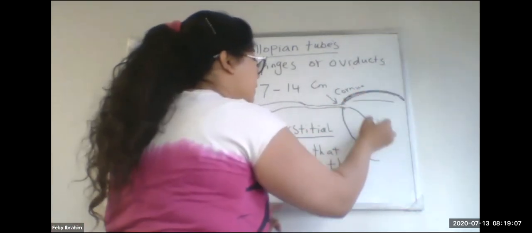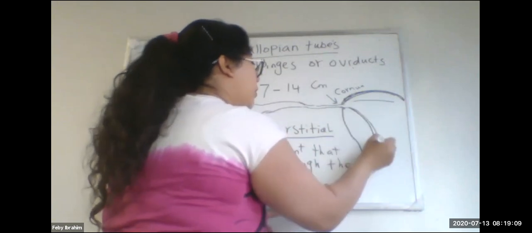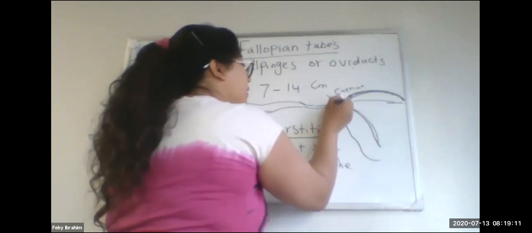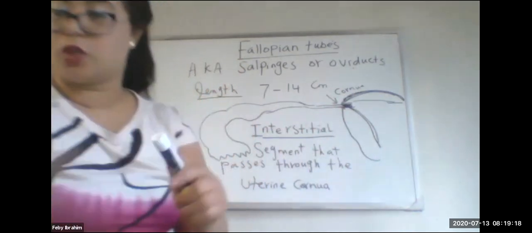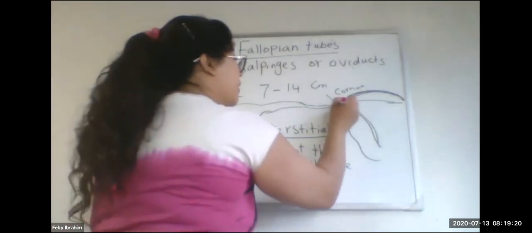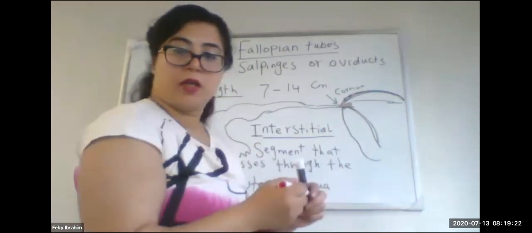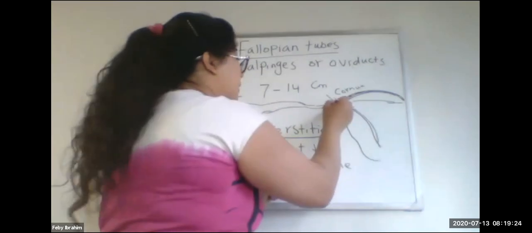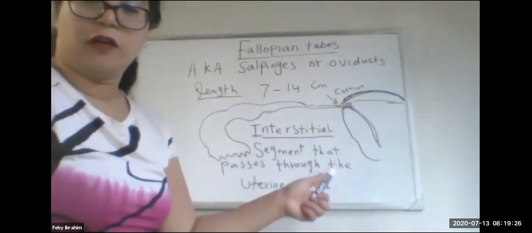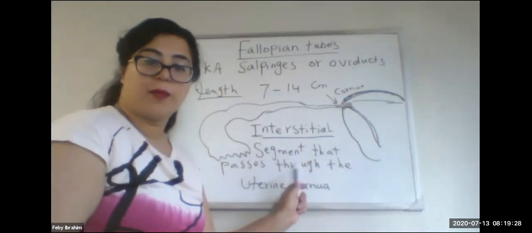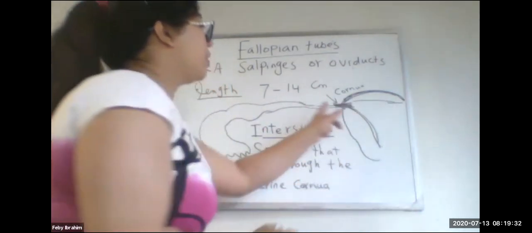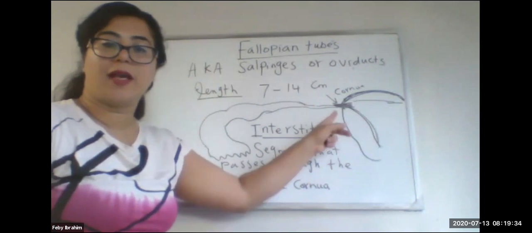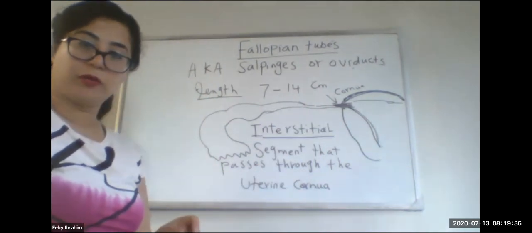Look here, guys, this is the endometrium of the uterine cavity, and the fallopian tube enters here at the level of the cornua. This is called the interstitial part. The interstitial is the segment of the fallopian tube that passes through the uterine cornua and enters the uterine cavity.